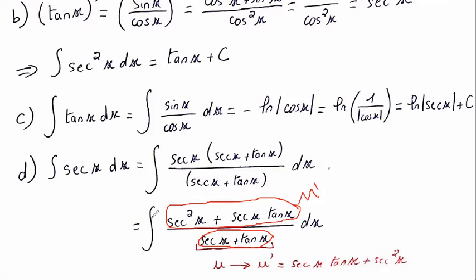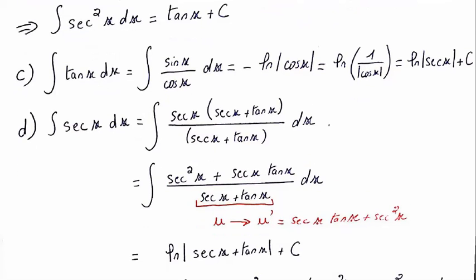So now I have the integral of u prime over u, which is, again, ln absolute value of u, which means the integral of secant is ln absolute value of secant plus tangent plus a constant c.